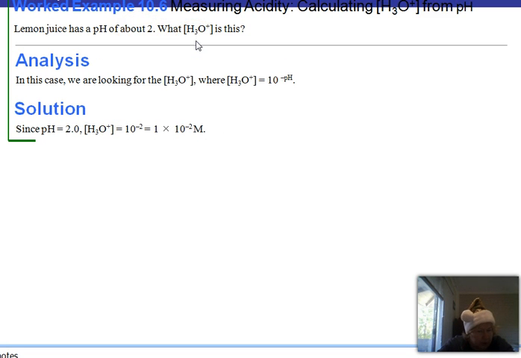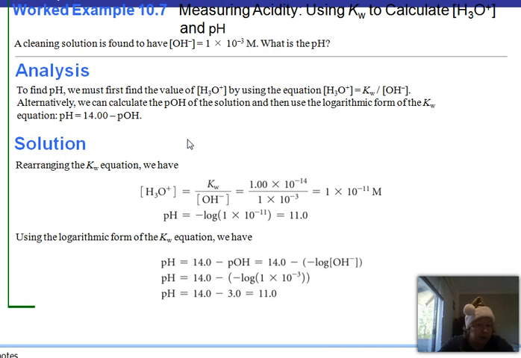What is the hydrogen ion concentration? 1 times 10 to the negative 2. See, you're panicking. There's no reason to panic. A cleaning solution is found to have, oh, you got OH. Anytime you have OH, you're like, man, I'm going to have to subtract, because it should be in hydrogen ion concentration, and in this case it's in OH. So this concentration is 1 times 10 to the negative 3.